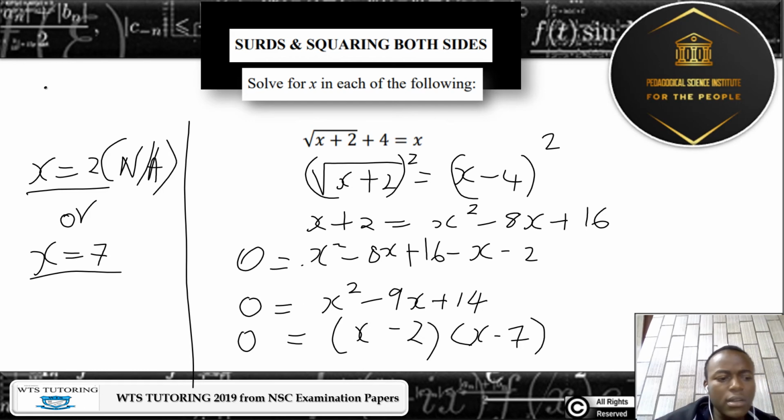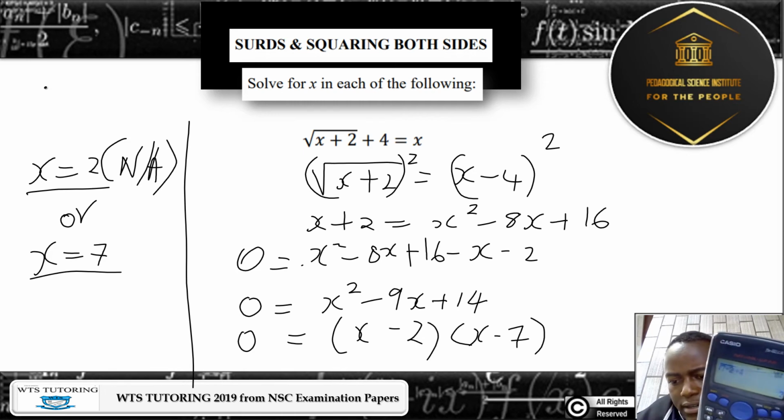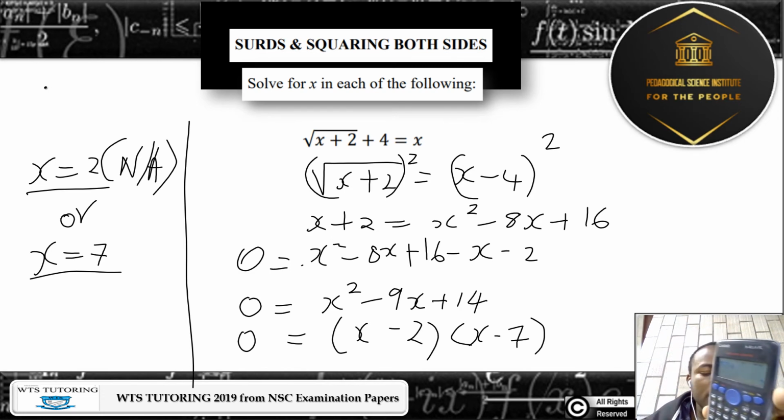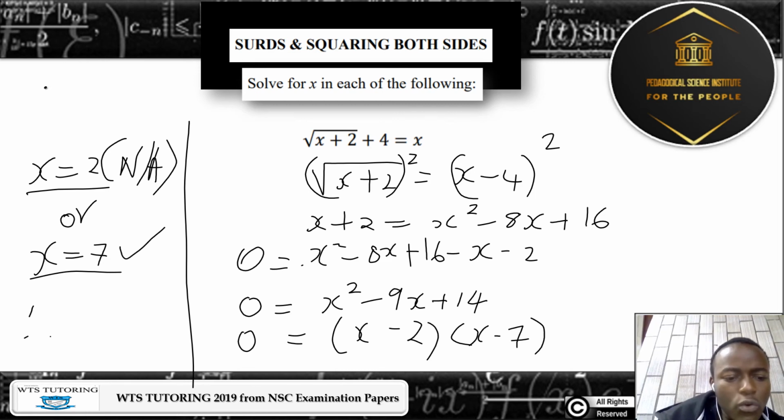Let's prove with 7. So it will be root of 7 plus 2 plus 4. It must give me 7. So this one is correct. I substituted root of 7 plus 2, plus 4, and then it gave me the same 7, which was my x. So this one is correct. Therefore, I must conclude x is equal to 7 only.